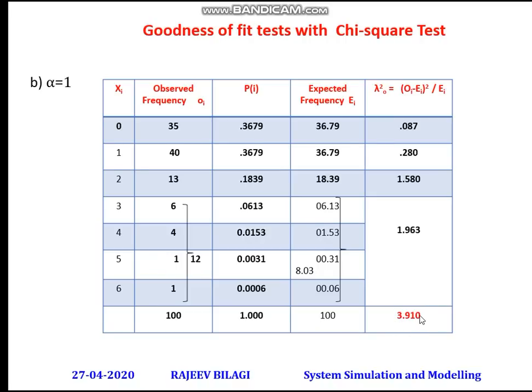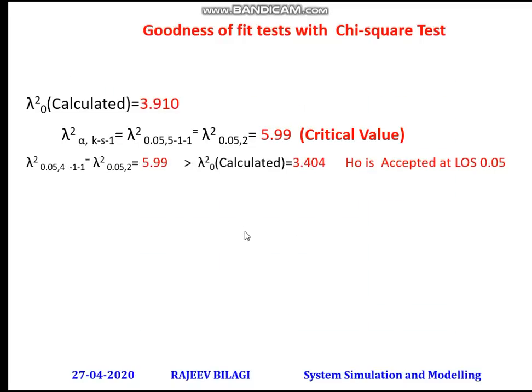Now the chi-square is 3.910. The value of k minus s minus 1 is 4 minus 1 minus 1, that is 2, so the critical value is 5.99, and the calculated value is 3.404. So H naught is accepted at this level. This is how you are going to apply the chi-square test for the Poisson distribution.